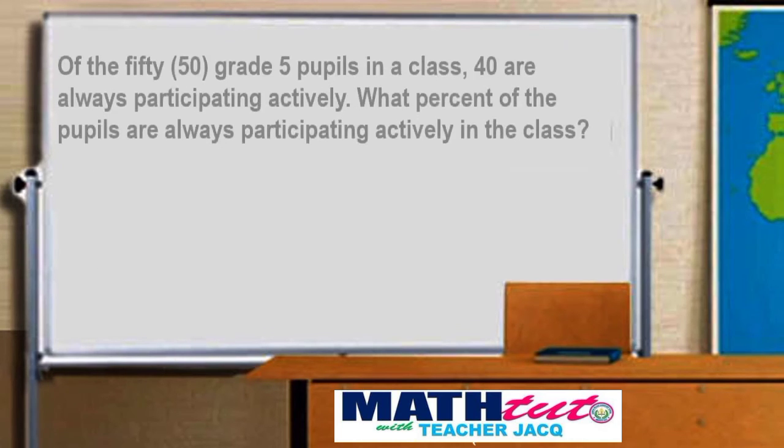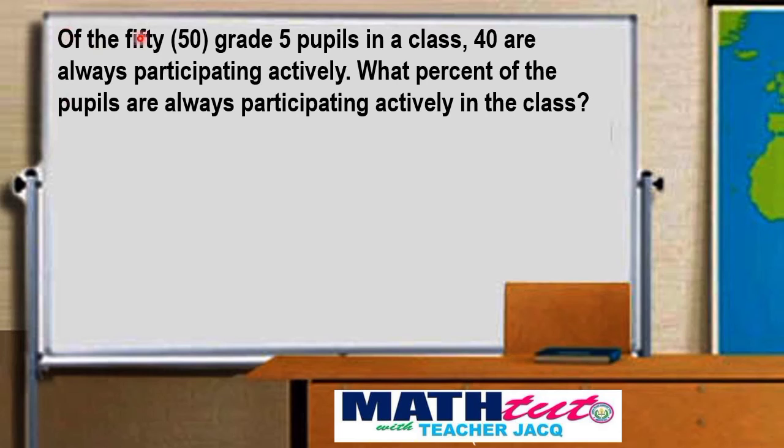For our last word problem, we have, of the 50 grade 5 pupils in a class, 40 are always participating actively. What percent of the pupils are always participating actively in the class? So, kung i-observe natin yung ating word problem, tignan natin yung what is asked. Ang sabi niya ay what percent. So, when we are talking about percent, ito yung rate. So, nawawala si rate. Ngayon, tignan natin ang ating given. We have 50 and 40.